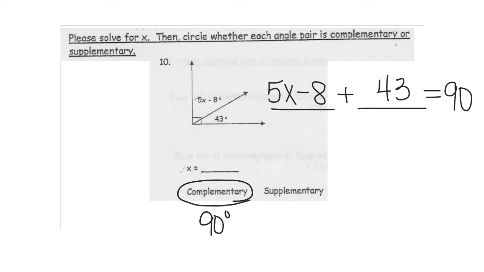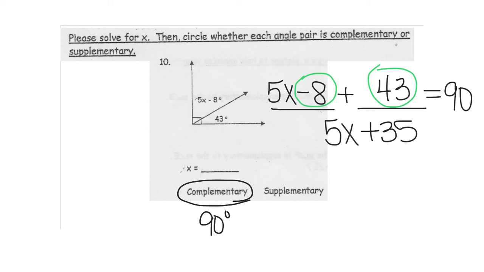So now that we've set up our equation, we can go ahead and solve it. The first thing that we want to do in order to solve this is to combine the like terms. And in this question, 43 and negative 8 are our like terms. So we're going to combine those. We're going to leave our 5x, and when we combine 43 and negative 8, we get a positive 35. So now 5x plus 35 is equal to 90.